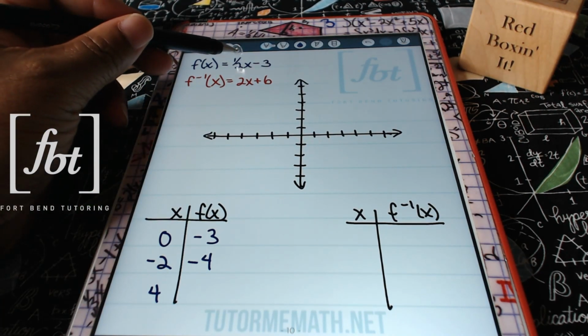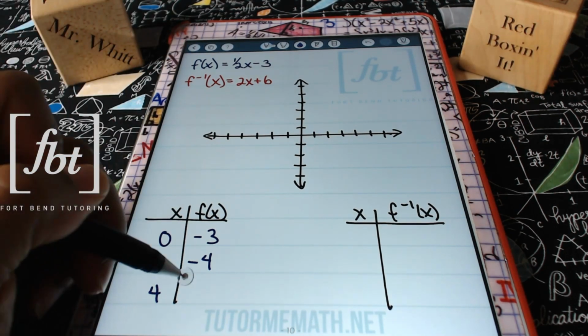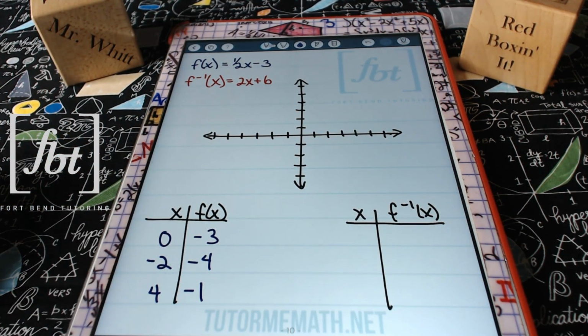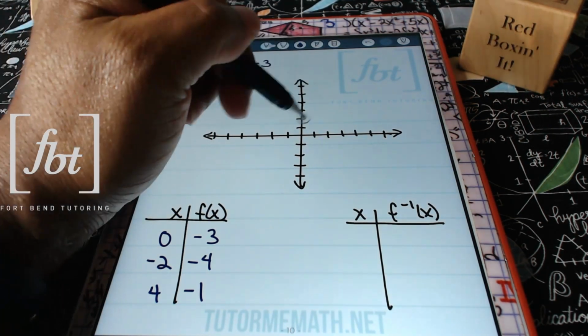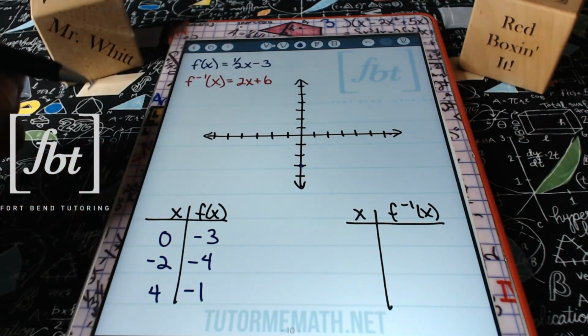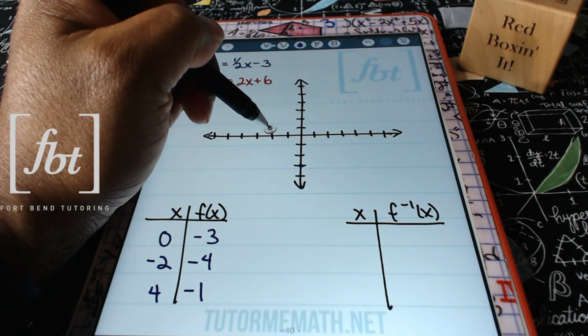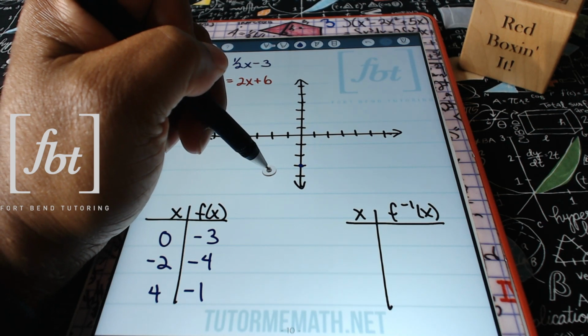Half of 4 is 2, and then 2 minus 3 gives you -1. Yes, it does. And the beautiful thing about this, guys, is, let's go ahead and graph this. We have 0, -3, that's right here. And then you'll have -2, -4, 1, 2, and then 1, 2, 3, 4. That gives you a point right here.